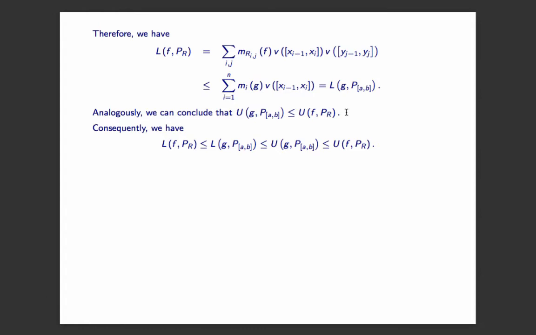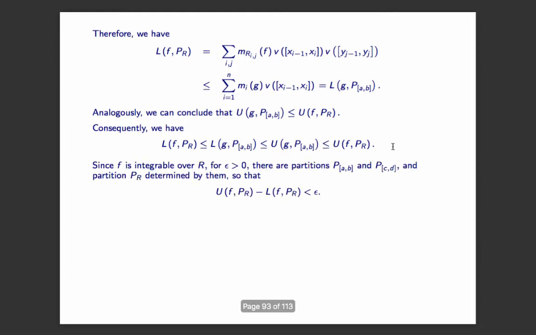So let's put all of that together. We have an upper bound of our lower sum of f over a partition of the rectangle, and we have a lower bound of our upper sum of f over a partition of the rectangle. And specifically, sandwiched in the middle are the lower and upper sums of g over a partition of a to b. But remember that f is integrable over R.